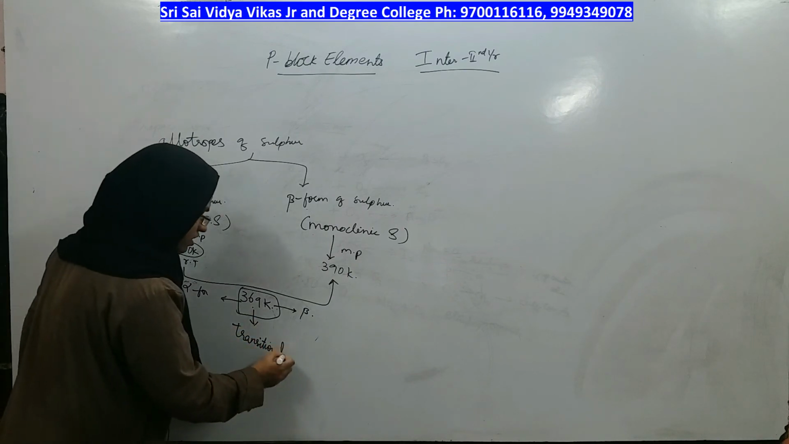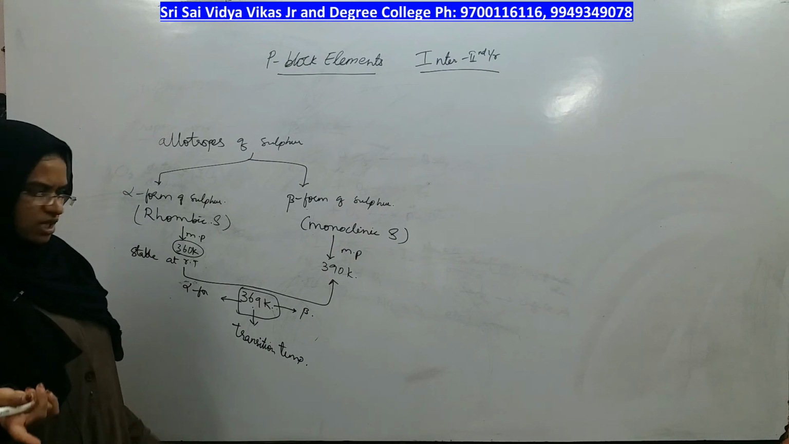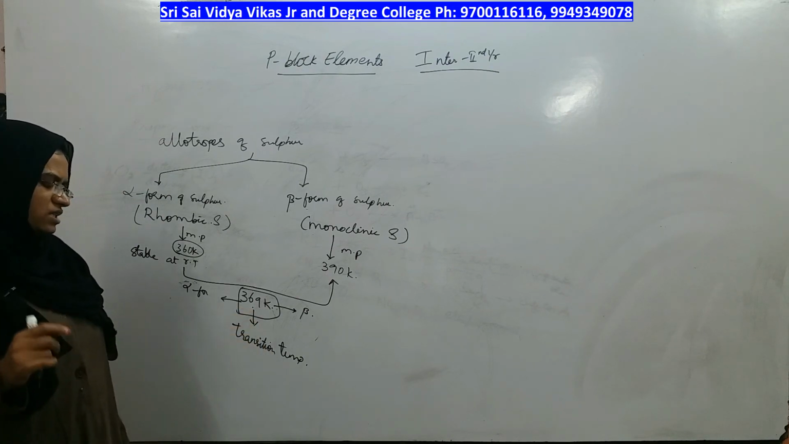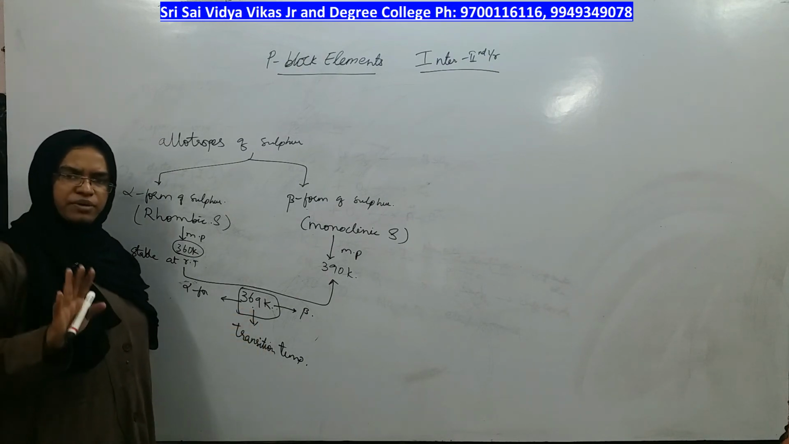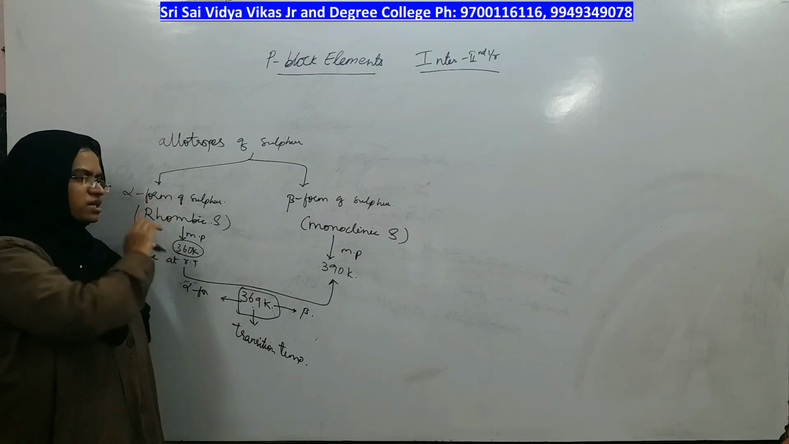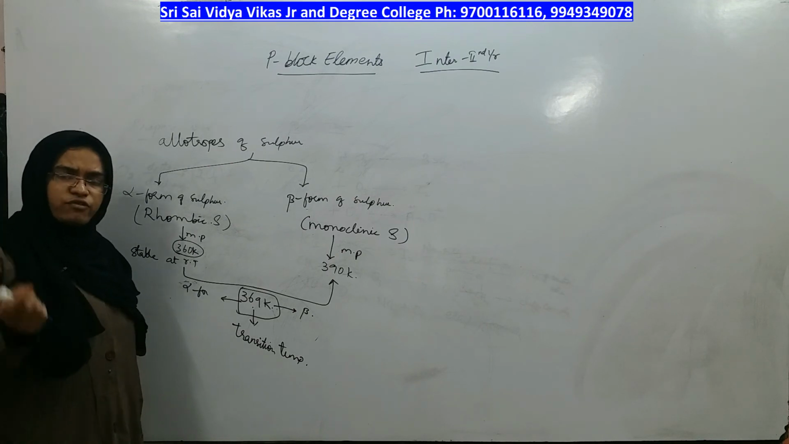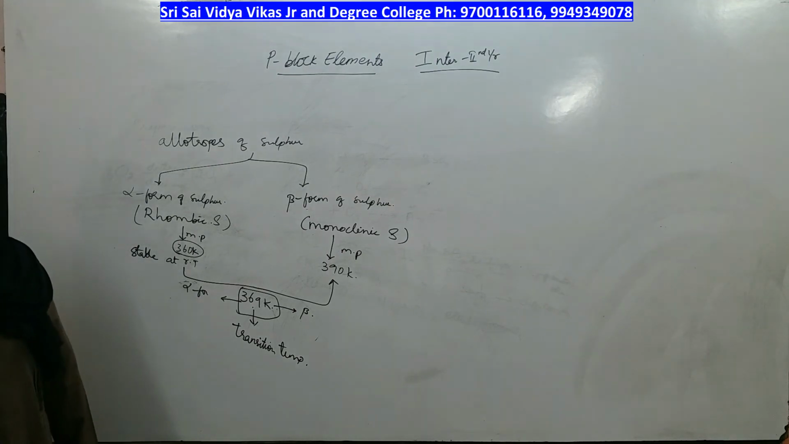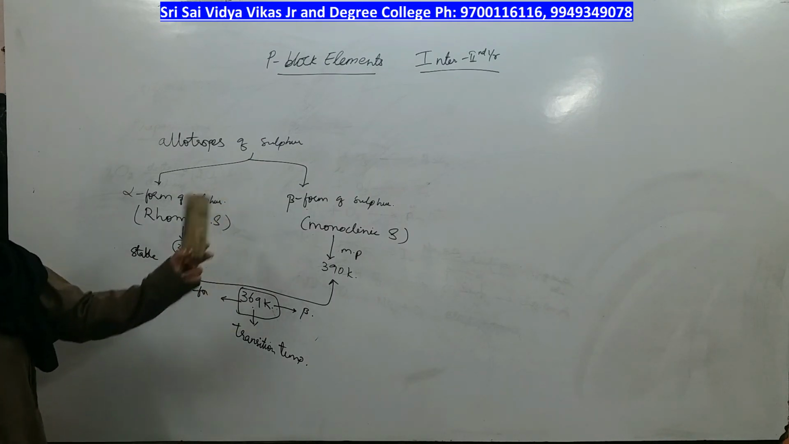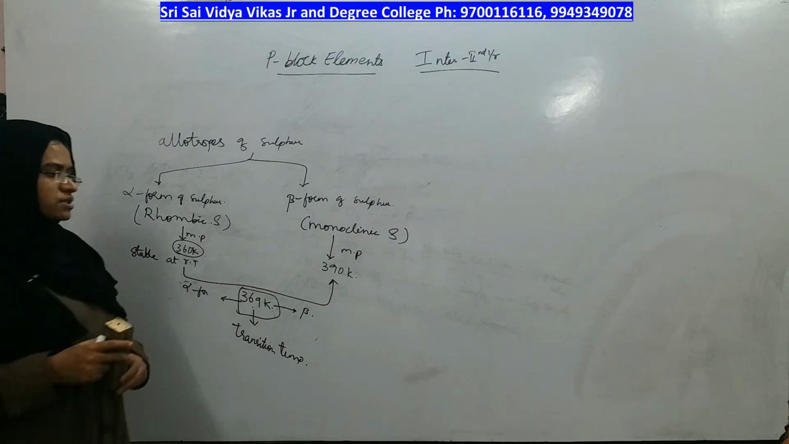temperature. What is the transition temperature of sulfur? If the question comes, you should write: the transition temperature is the temperature at which both monoclinic as well as rhombic sulfur are stable, which is 369 Kelvin. Before 369 Kelvin, only rhombic sulfur is stable. After 369 Kelvin, only monoclinic sulfur is stable, right? That is about these two forms.